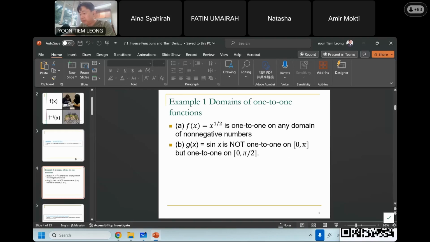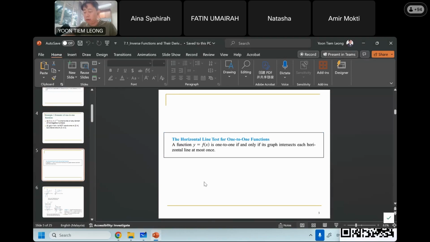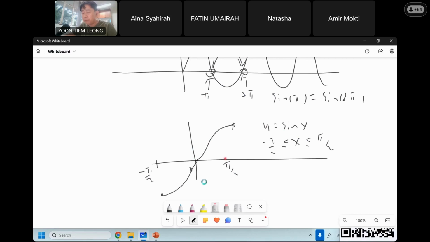A one-to-one function is very simple to test by using the so-called horizontal line test. If the function is one-to-one, then you can arbitrarily draw a horizontal line anywhere, and as long as the horizontal line you draw cuts through the function at only one point, for all possible horizontal lines, then this is called a one-to-one function. A function that is not one-to-one will fail the horizontal line test.